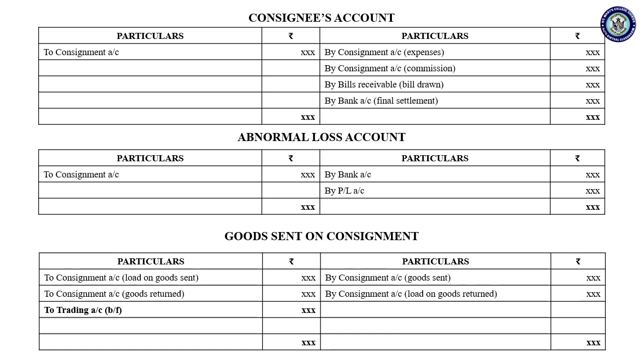Now abnormal loss. Again, you transfer that from the consignment account. See, on the consignment account credit side, you have written by abnormal loss. So there it is by abnormal loss. In abnormal loss it is to consignment, and the difference.